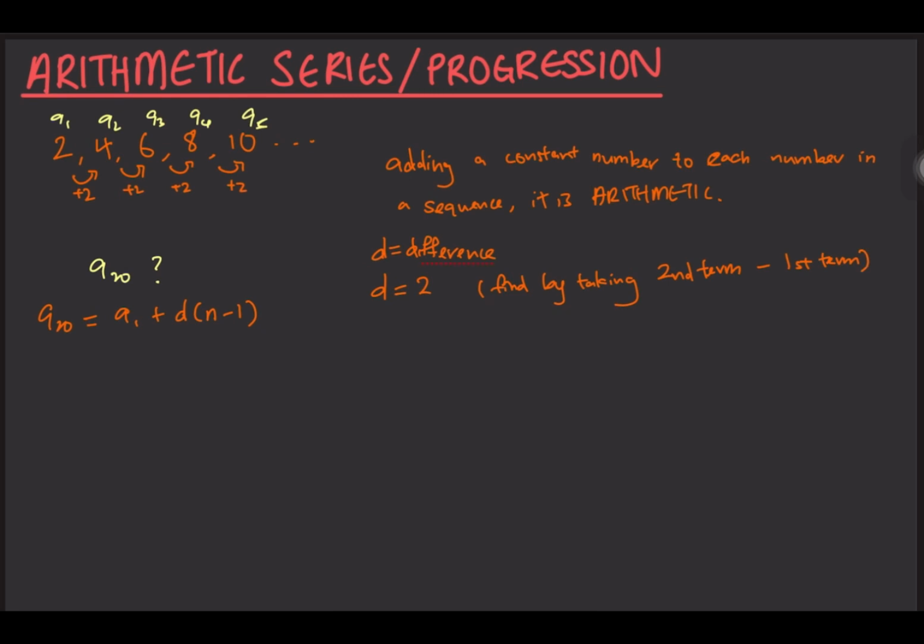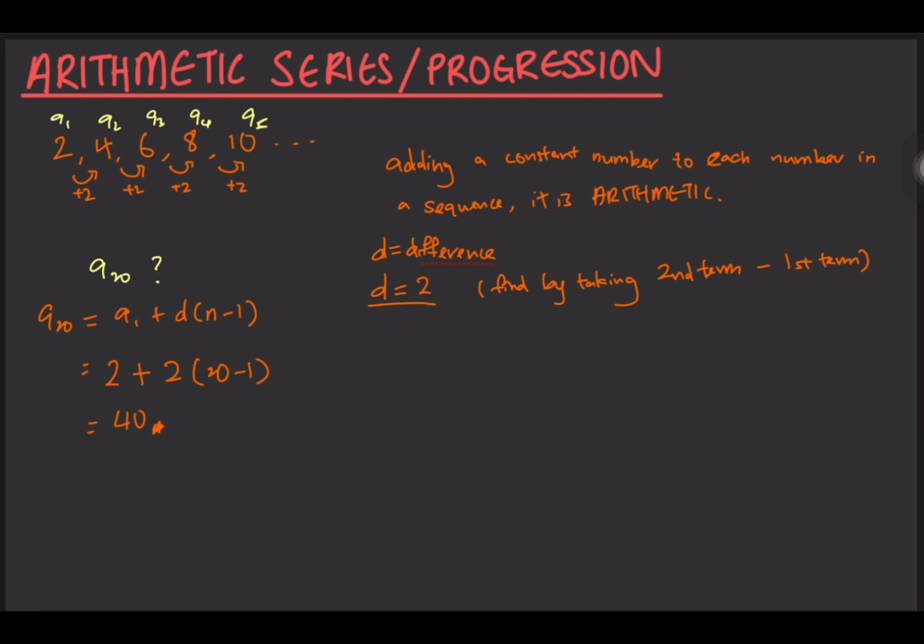Right. So in this case, our d is 2, and our n, well, we want to find the 20th term, so our n is 20. Therefore, we will get A1, which is 2, plus d is 2, times n minus 1, n is 20, minus 1. If you input that into your calculator, you will get 40. And yes, your 20th term will be 40.